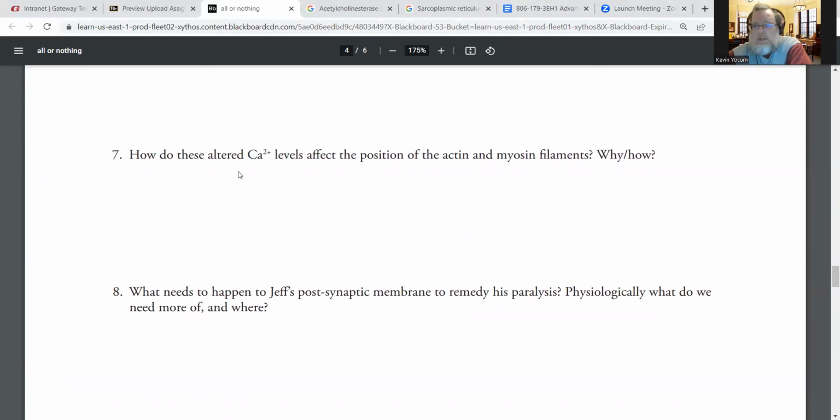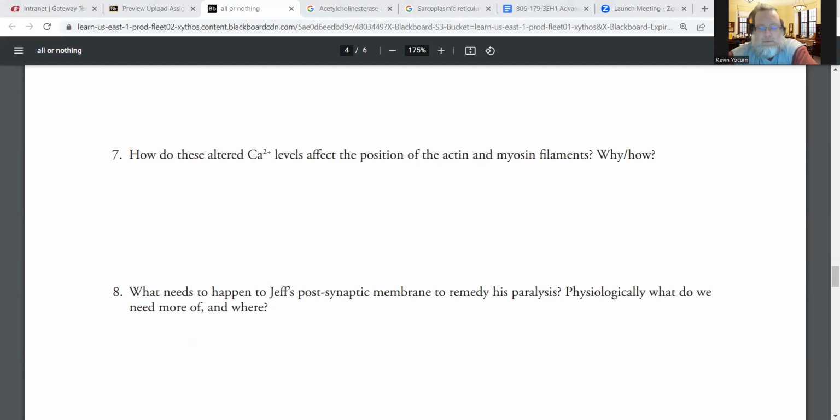And then there you go, number 7. How does the increased calcium level affect the position of actin and myosin filaments? Again, calcium gets released to expose the binding site for actin and myosin. So if I have an excess amount of calcium, I have excess exposure of myosin binding sites on the actin, which then triggers a muscle contraction, or really the completion of the muscle contraction. So with additional calcium, those myofilaments, actin and myosin, are going to be in a fully contracted state.